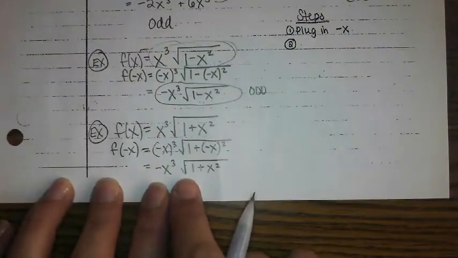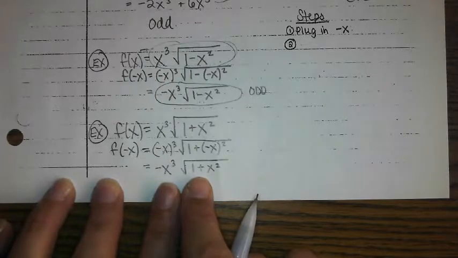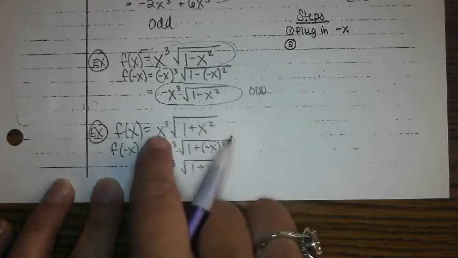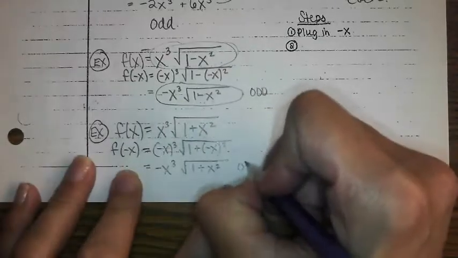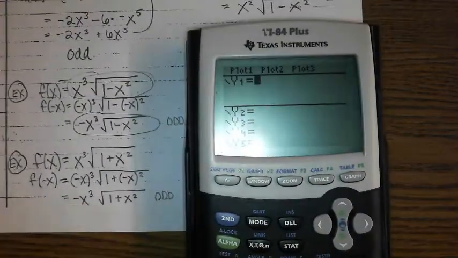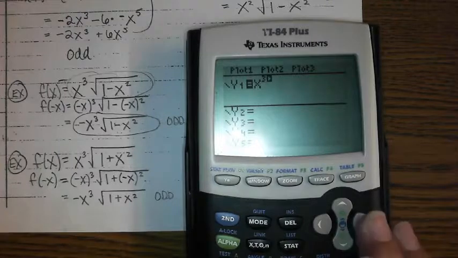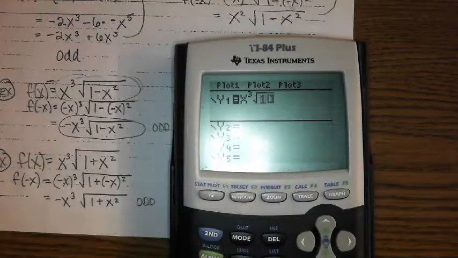And therefore, on the second one, what is that? Also odd. It's just a negated version of the original. So this one is also odd. Let's take a peek at those functions. You would have no idea visually what these look like on your own, but if I take x to the third, I'll do this first one. Square root of 1 minus x squared.